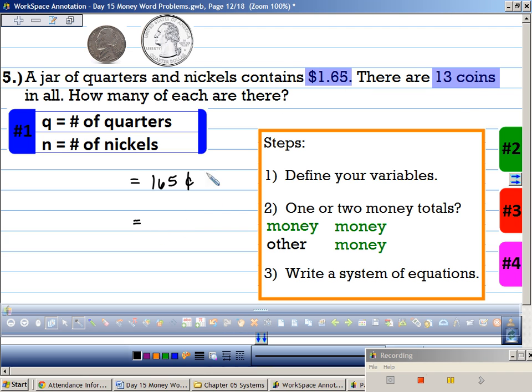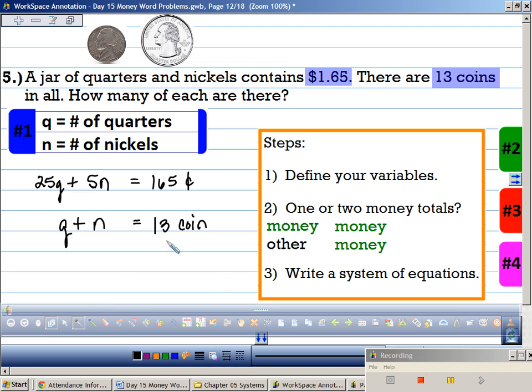What two things do I have highlighted here? 13 coins. That's not money total. That's a coin total. So what type of coins do we have? Quarters and nickels. And what's the money total of the quarters? 25Q plus 5N.